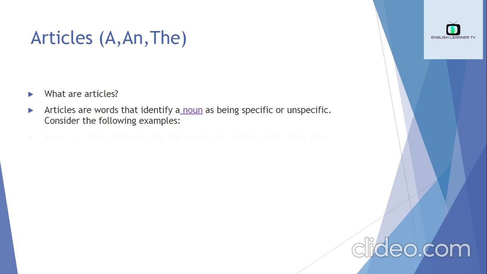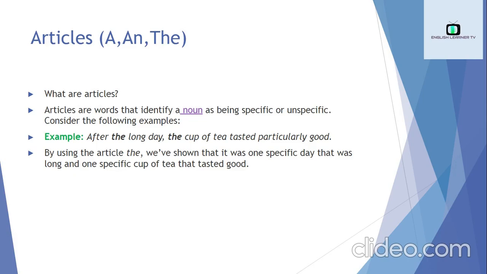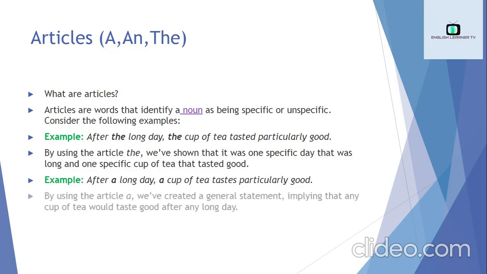Consider the following examples. Example: After the long day, the cup of tea tasted particularly good. By using the article the, we've shown that it was one specific day that was long and one specific cup of tea that tasted good. Example: After a long day, a cup of tea tasted particularly good. By using the article a, we've created a general statement implying that any cup of tea would taste good after any long day.